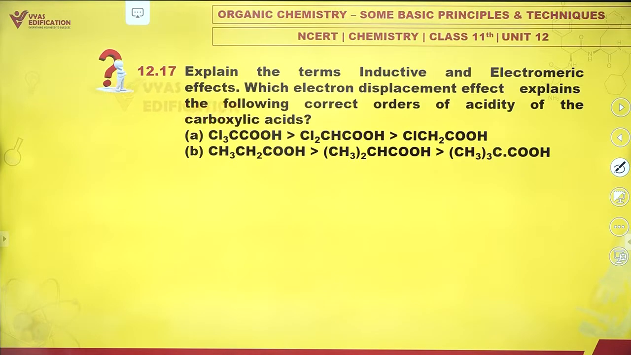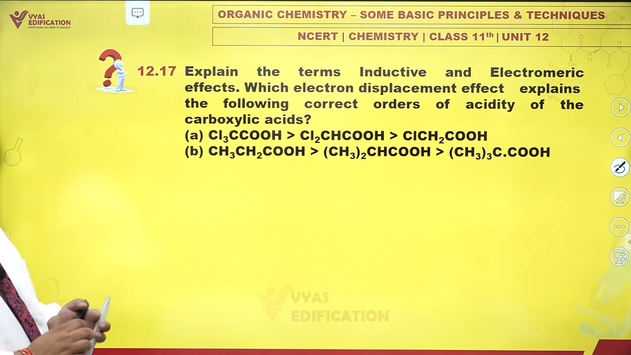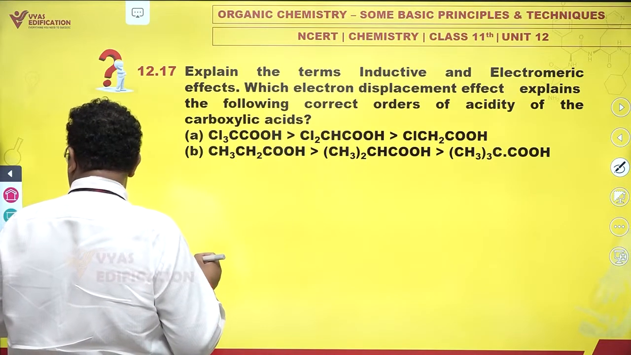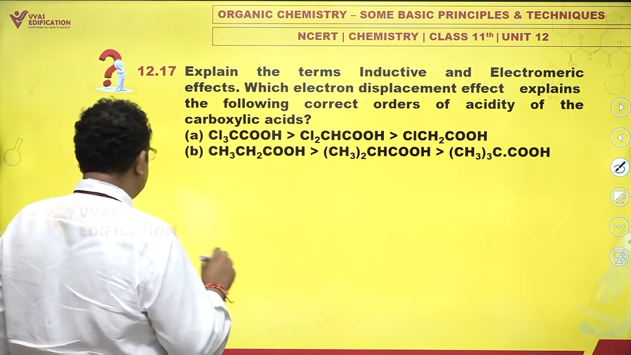Explain the terms inductive and electromeric effects. Which electron displacement effect explains the following orders of acidity of carboxylic acids? Now, second part, let me answer first. You find that both these effects are explained very well by inductive effect. How is it? I'll just show you. The logical portion I'll answer first.